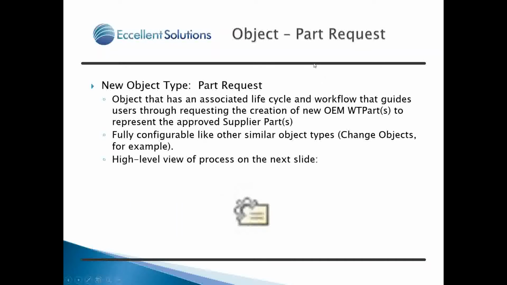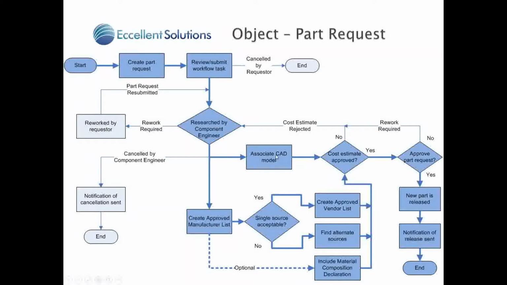The other object that we had covered here is the part request object. As I had mentioned, this is also a new soft type or a new modeled type in Windchill, and it's very similar or analogous to the change request or change notice kind of object type. It has an associated lifecycle and workflow that guides the users through requesting creation of a new OEM part to represent supplier parts that have been created in the system. Like the change object, it's also fully configurable, so you can create additional attributes. You can modify the workflow routings as well to satisfy whatever procurement process you typically have at your company. And the out-of-the-box process is shown on the next slide here.